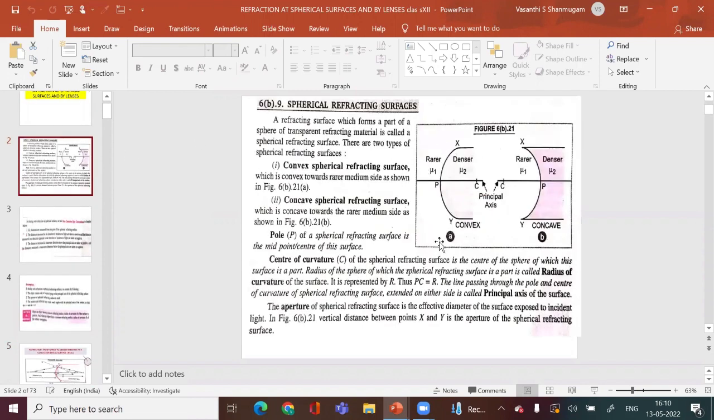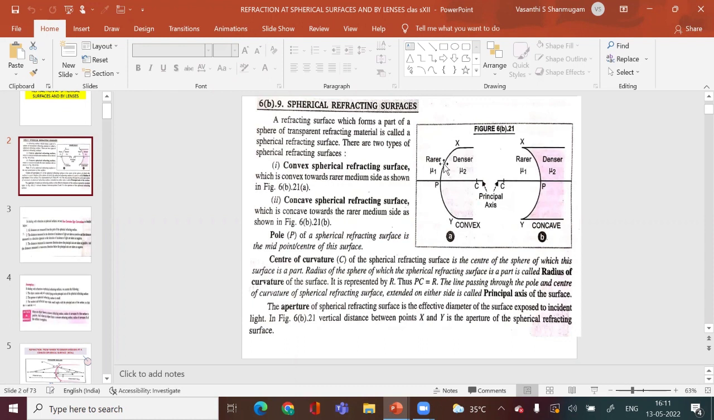Though they have done it in 10th standard, they would have done it with respect to lens. So we are considering a convex surface. How do you distinguish between a convex surface and a concave surface? What I tell is: convex towards rarer medium. This is a convex surface, so this one will be rarer. Or this concave portion will be denser in the case of convex, and the concave portion will be rarer in the case of concave. That way only I explained.